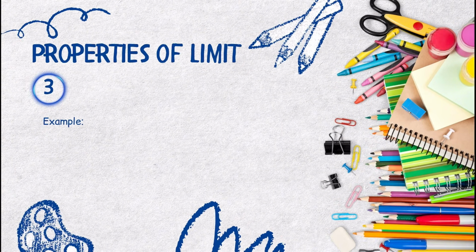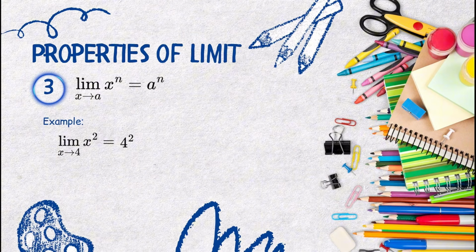The third property is the limit of x to the power of n, as x approaches a, is a to the power of n. For example, the limit of x squared as x approaches 4 is 16, because we replace x with 4.